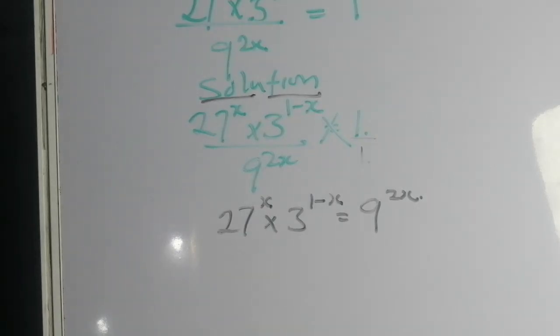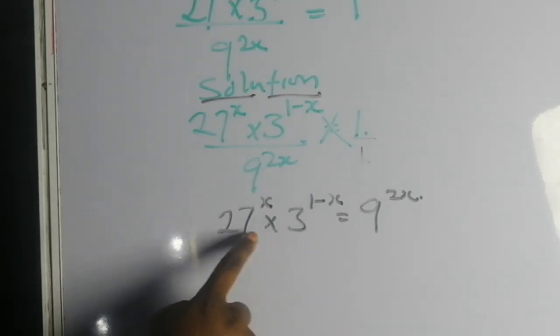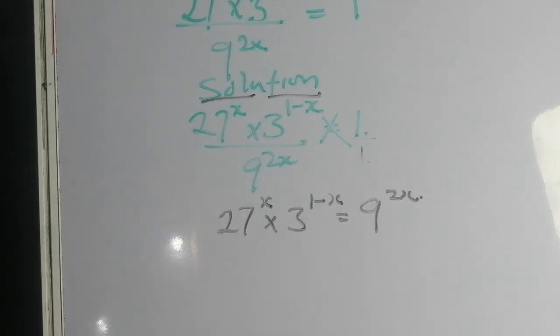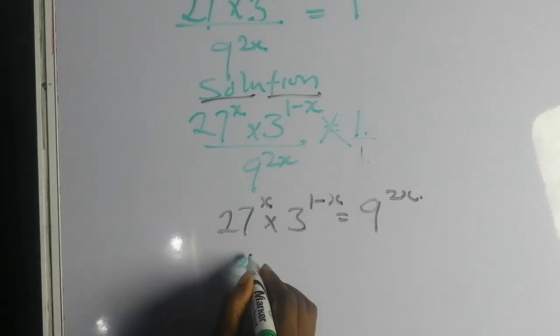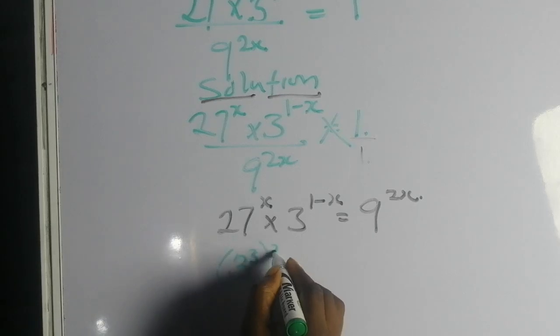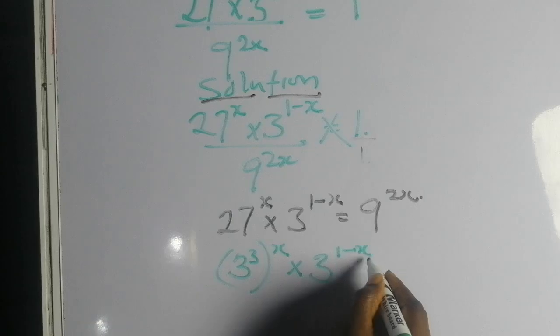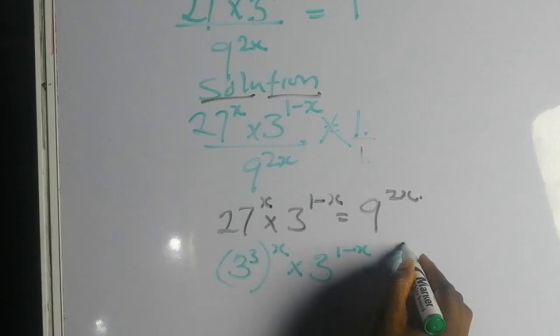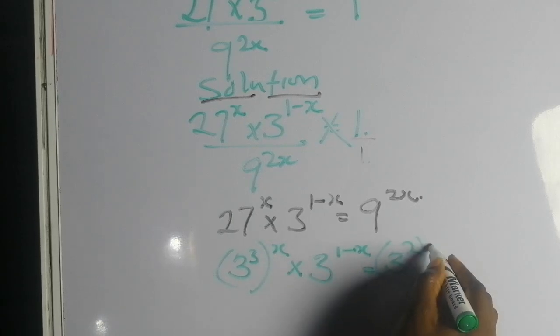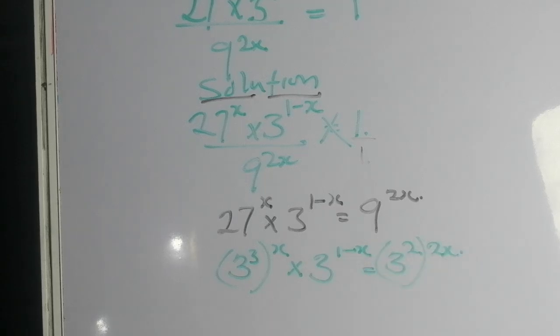Okay, so at the end of the day, you know that 3 is common. 3 times 3 is 9. How many times can I multiply 3 to give me 27? It's 3 times. 3 times 3 is 9, 9 times 3 is 27. So it means this is the same as saying 3 raised to power 3 times x, times 3 raised to power 1 minus x, equals 3 raised to power 2. Then you have power 2x.